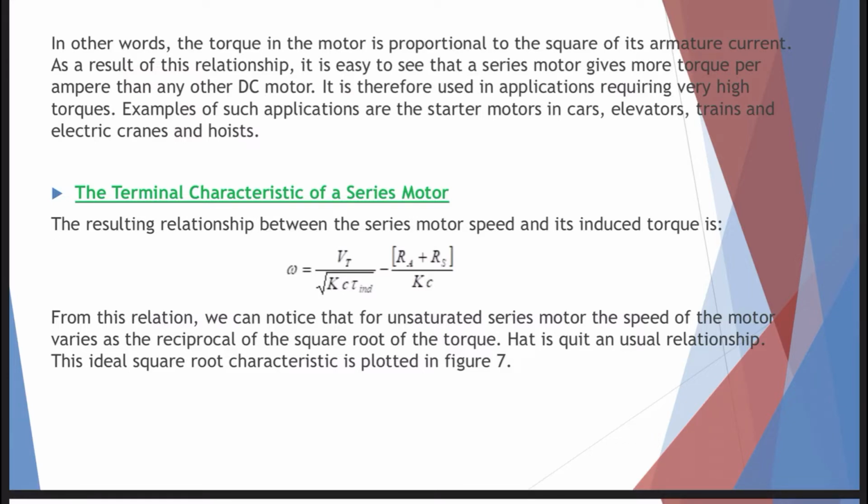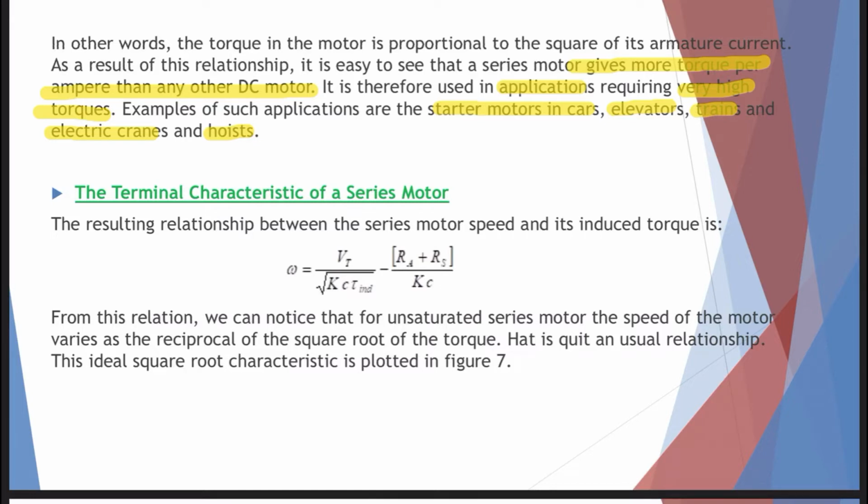As a result of this relationship, it is easy to see that a series motor gives more torque per ampere than any other DC motor. It is therefore used in applications that require very high torques. What is the application of this type? Examples of such applications are a starter motor in cars, elevators, trains, and electric cranes and hoists. These are the applications of series DC motors.